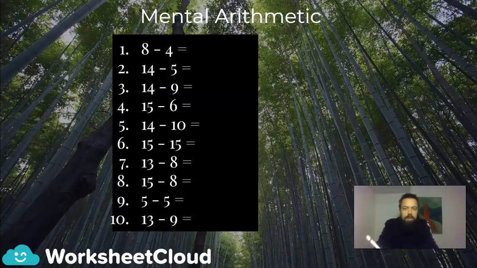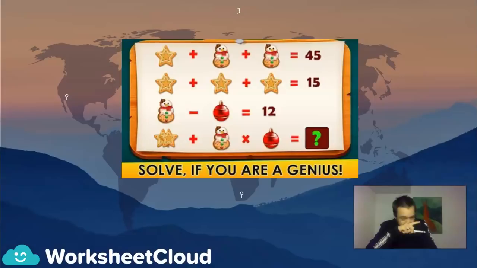If you missed any of those, rewind the video, watch it again, and mark them. We've also become accustomed to doing one of these at the start of each lesson, something that gets your brain thinking. This one is slightly different. It says solve if you're a genius, but really it's just solve if you know how to do maths.